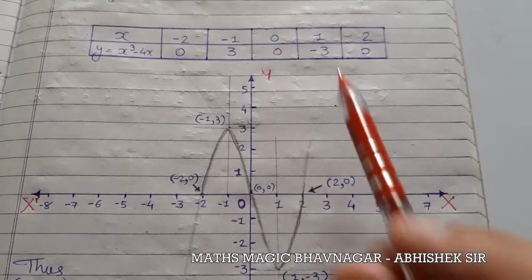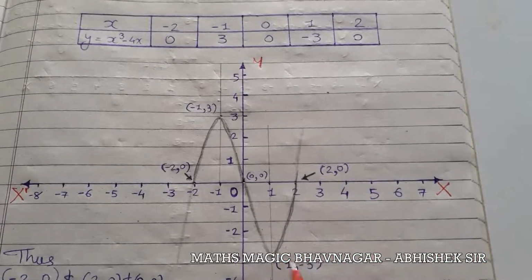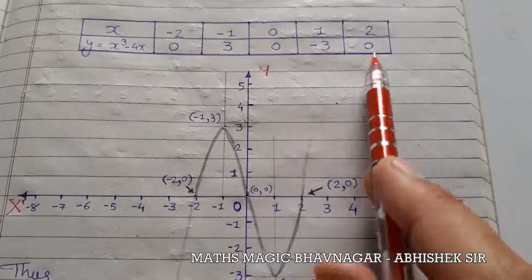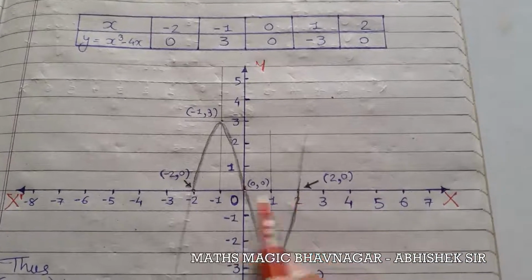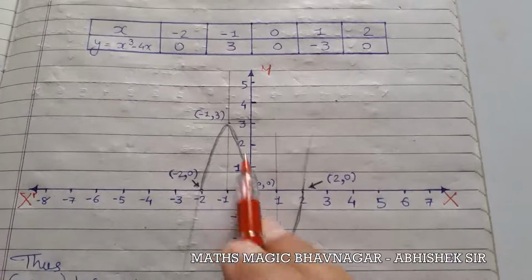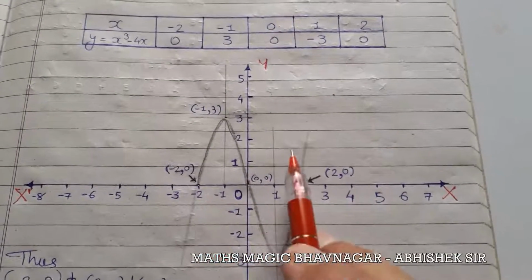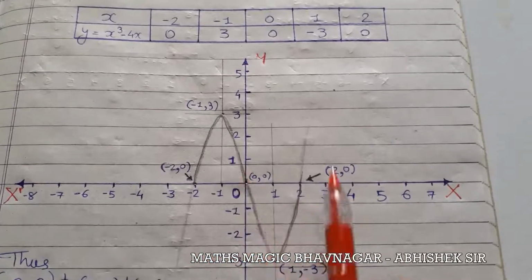And then the next point is 1 comma minus 3. So 1 on the x-axis, minus 3 on the y-axis. Then 2 comma 0, 2 on the x-axis and 0 on the y-axis. So when we join all these points, we are getting a graph or a wave which will intersect the x-axis.